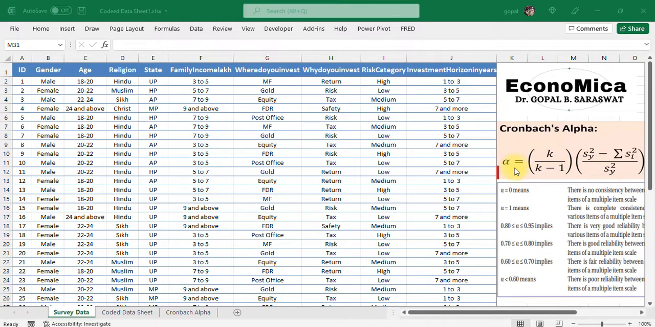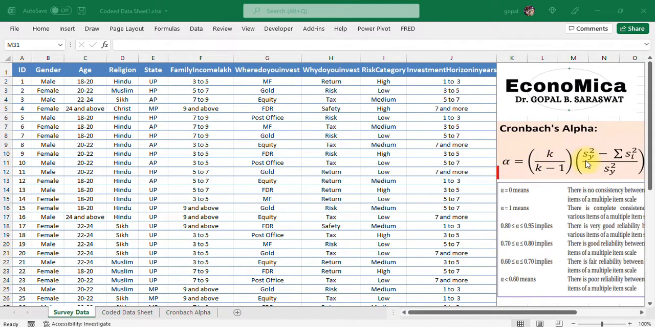For that, we have this formula here. Cronbach Alpha: alpha is equal to k upon k minus 1. Here k is the number of questions we have, and k minus 1 is one subtracted from the number of questions. So here we have a list of questions: gender, age, religion, state, and a total of 9 questions. But I am not going to include gender because it is just 1 and 0. I am just going to stick with the 8 questions from age, religion, state, family income, where do you invest, 5, 6, 7 and 8 only. So my k becomes 8 and k minus 1 becomes 7.